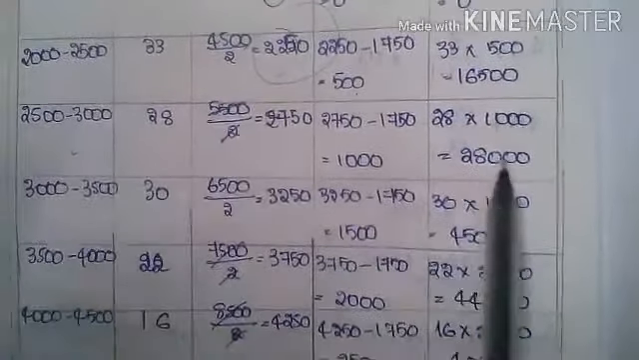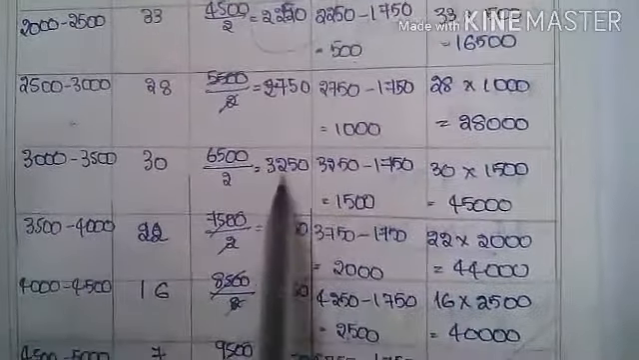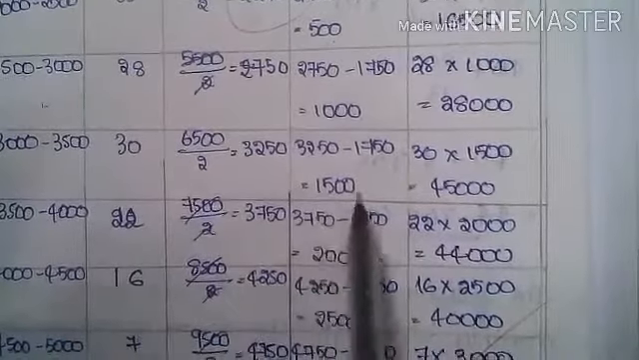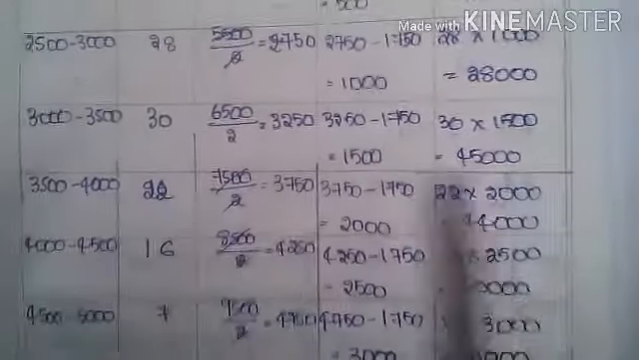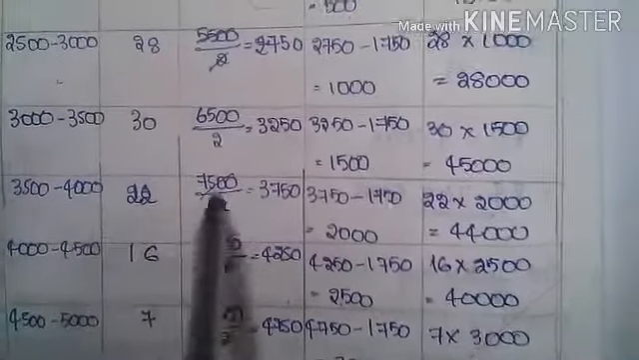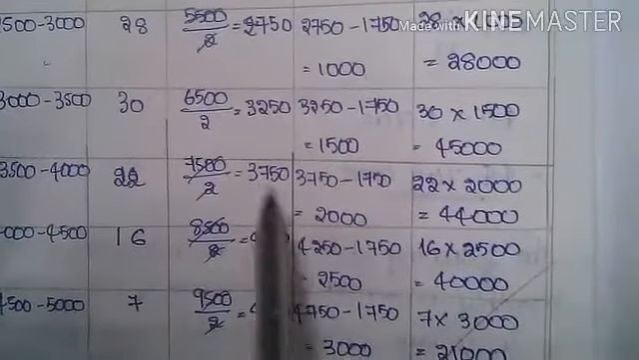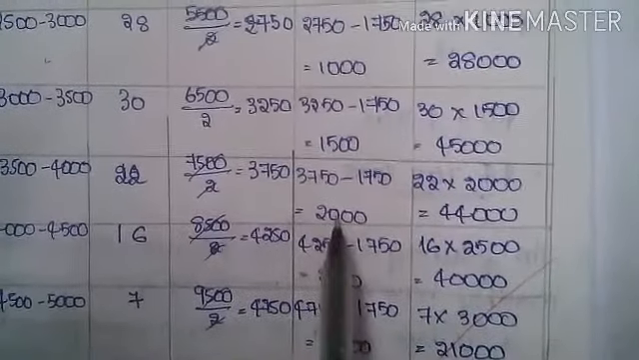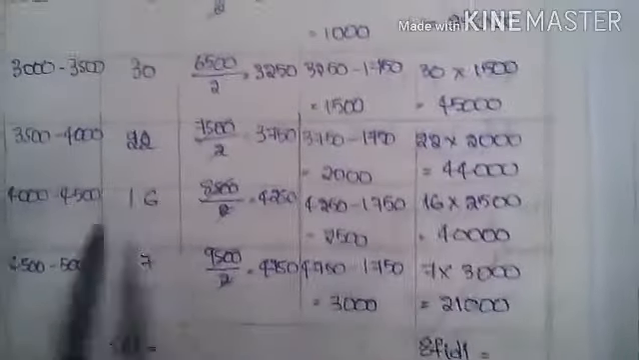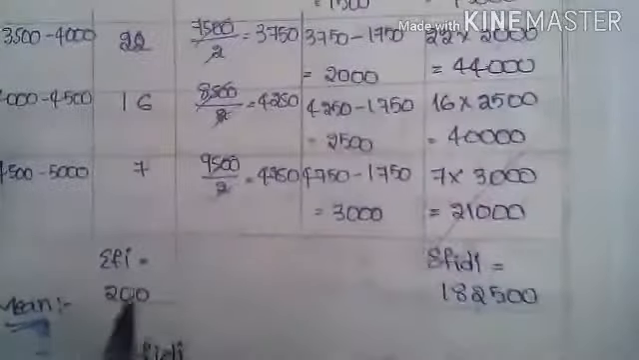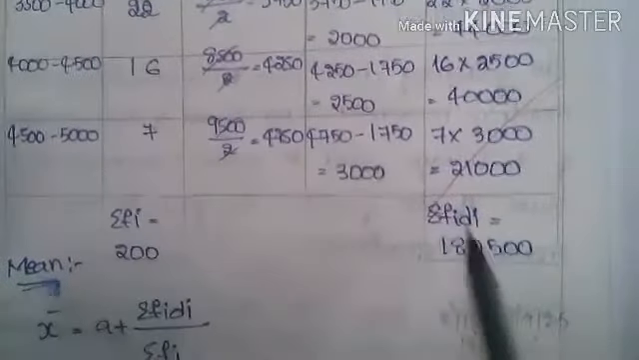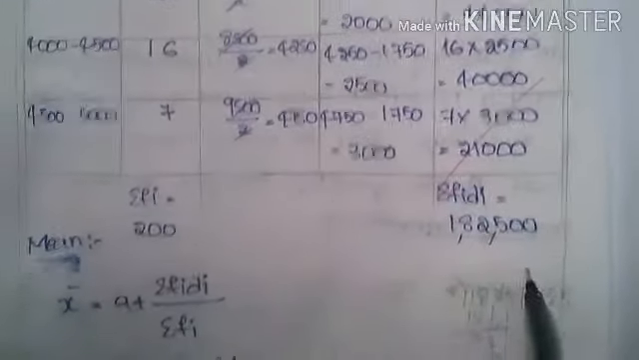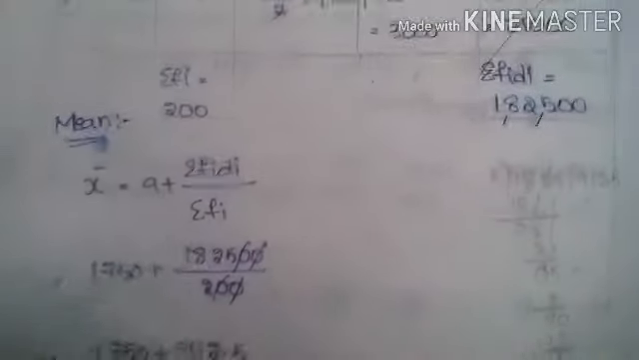28 into 1000, 28,000. So we'll get 6500, we'll get 3250. We'll get the value 1500. 30 into 1500, 45,000. We'll get sum 7500, 3750 minus 1750. We'll get 2000. 22 into 2000, 44,000. So the rest of the thing follows like this. We'll get sigma f of i equal to 200. Sigma f of i d of i is equal to 1,82,500.